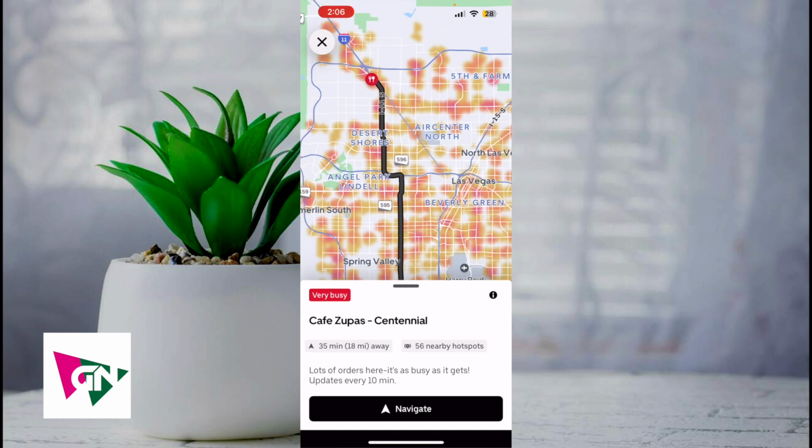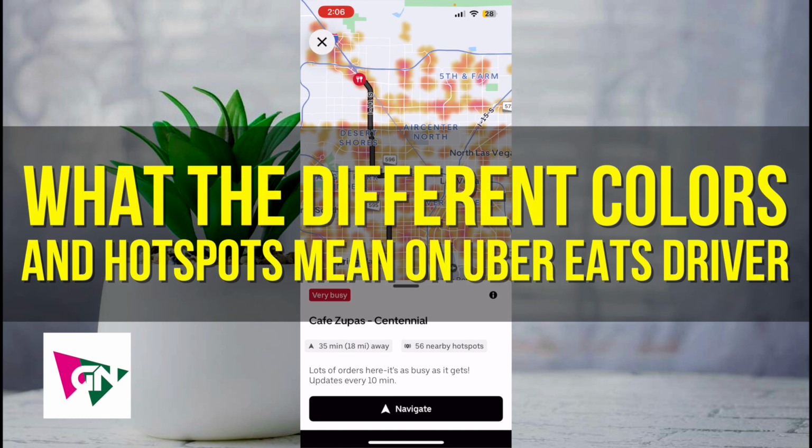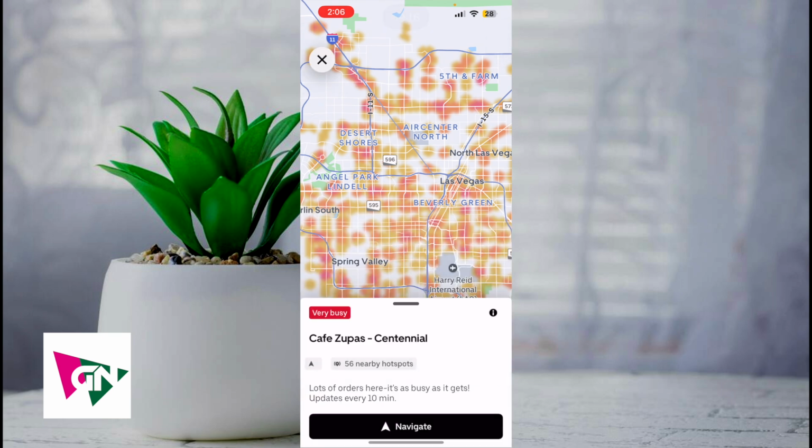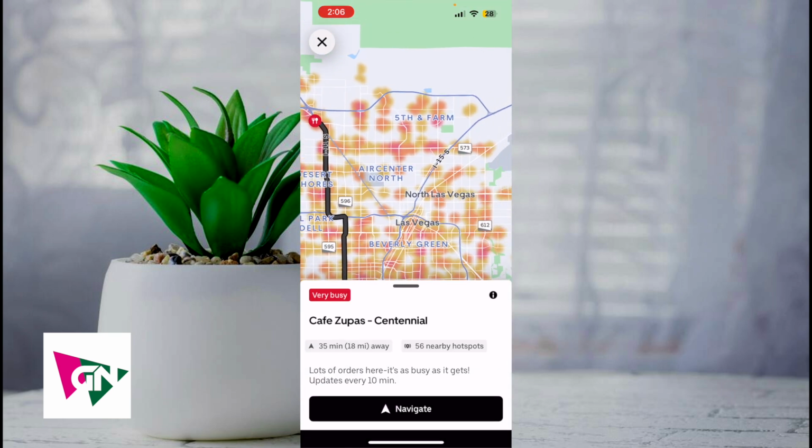And in this video, I'm going to show you what the different colors and hotspots mean on Uber Eats driver. So this video is going to be particularly useful for individuals who have just gotten started with Uber Eats. What are all these different hotspots that you see on this map?